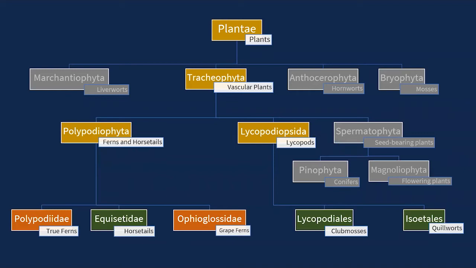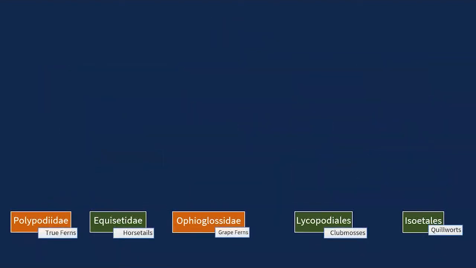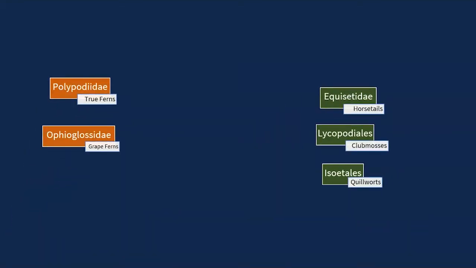If you look under those, there are 5 major groups that fall into what we consider ferns or fern allies. That gets a little confusing. Overall, the true ferns and the grape ferns, we consider to be ferns, and all of these others, the horsetails, the club mosses, and the quillworts, we call fern allies. Again, that's a little strange.